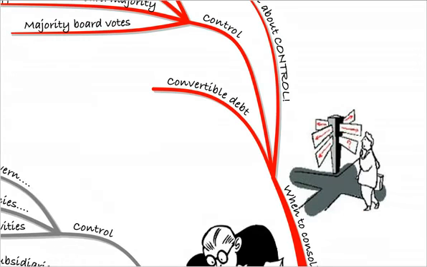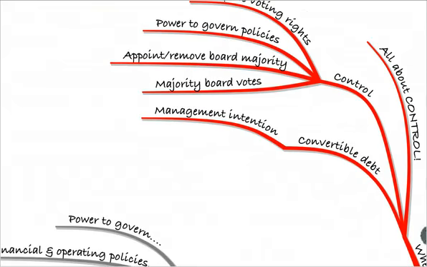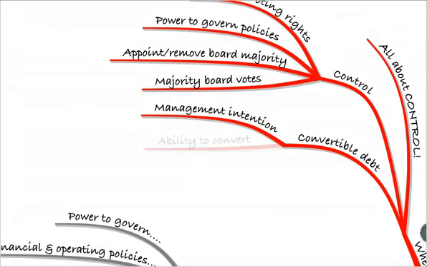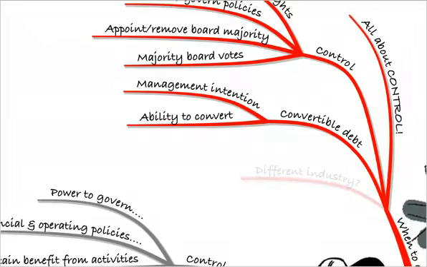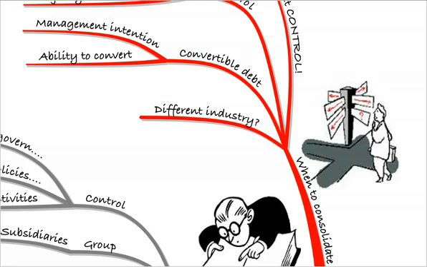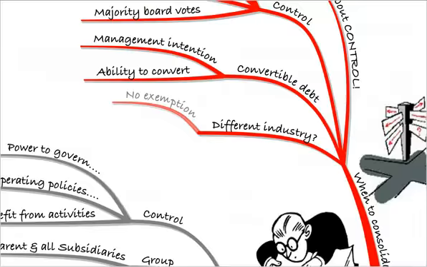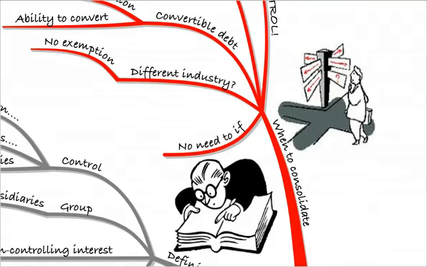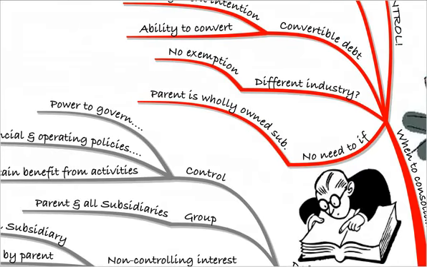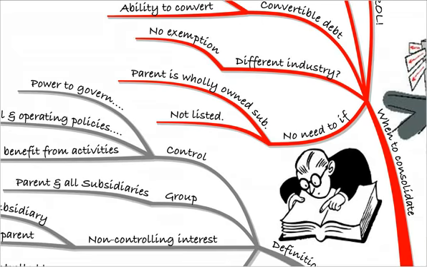If you own some convertible debt, you'll have to look at the management intention. What do they intend to do with that convertible debt? And the ability of them to convert. Can they actually convert that? If the subsidiary or the potential subsidiary is a different entity or in a different industry, there's no exemption from consolidation. You still have to consolidate them. There's no need to consolidate if the parent is a wholly owned subsidiary or if they're not listed. So if they're a wholly owned subsidiary or they're not a listed company, no need to consolidate.